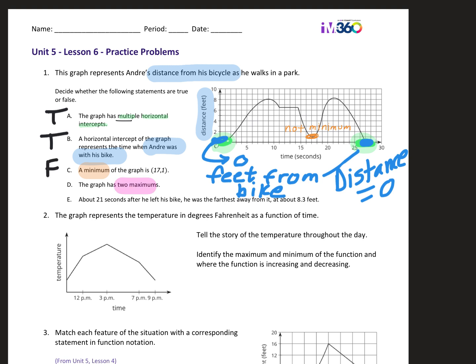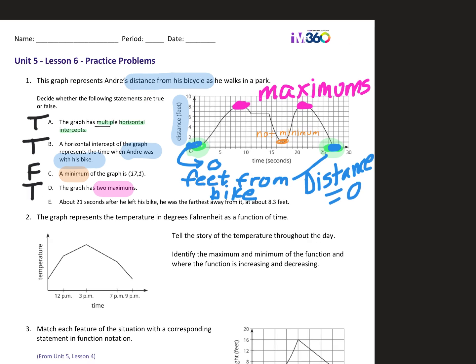For letter D, the graph does have 2 maximums because it has 2 identical places up here at the top that are in the same place. So D is true. And then, 21 seconds after he left his bike was the farthest he was away from it. So let's look at 21 seconds.